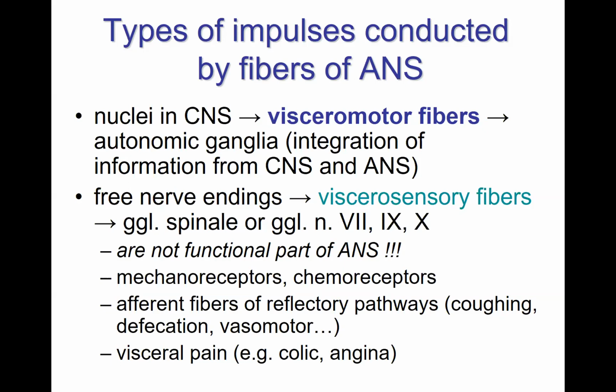If there is pain in an organ, for example a colic, which we can have in the excretory urinary system, in the renal pelvis, in the ureter, or in the biliary tree, for example, or if there's any ischemic pain in the coronary arteries and heart, for example. All this information is transmitted via the viscerosensory fibers, which travel together with the sympathetic and parasympathetic in the opposite direction.